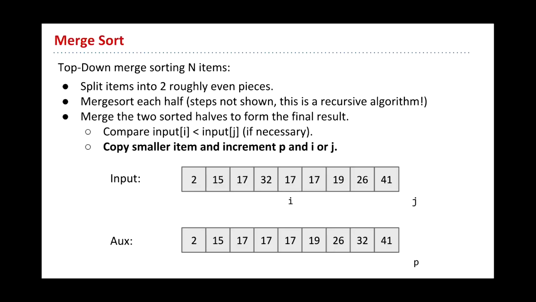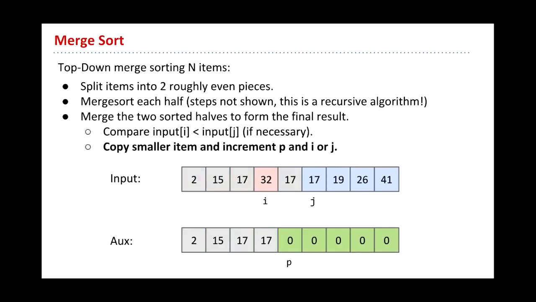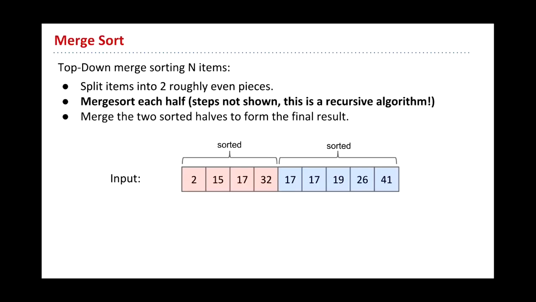Yeah. How do you merge them? This process. So I created a separate array, and then I'm just stepping through them one by one. So that's the merging process. Oh, how do you sort them? It's a recursive algorithm, so you're just calling this algorithm on those pieces.